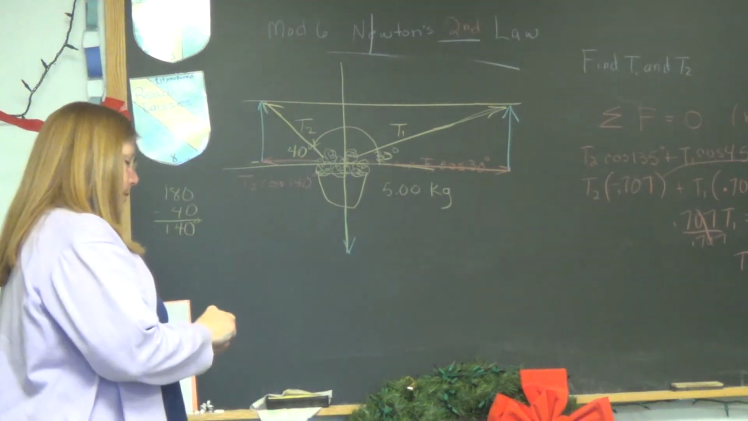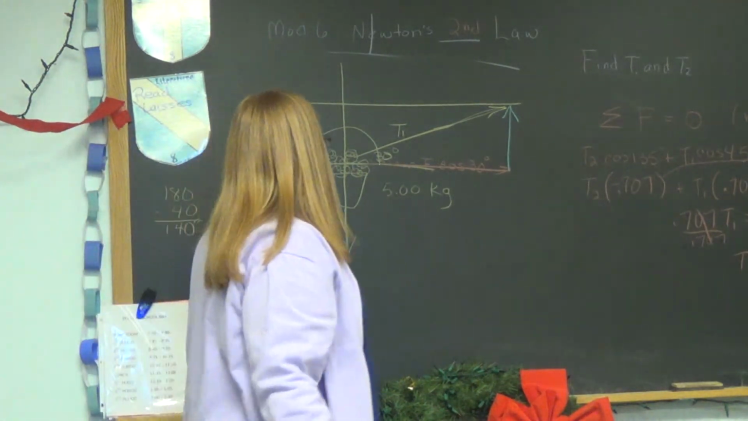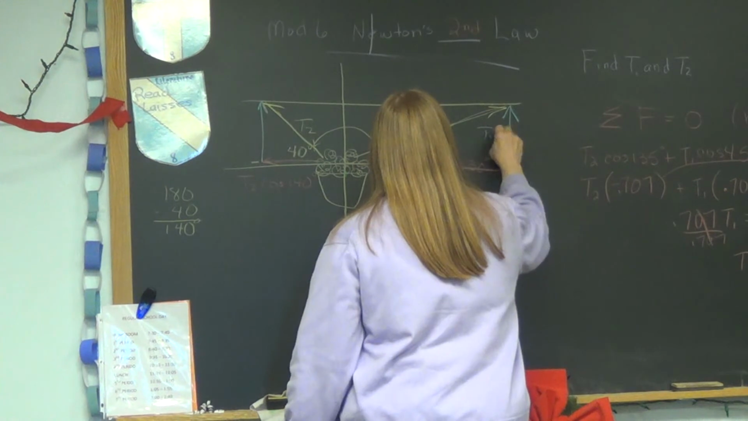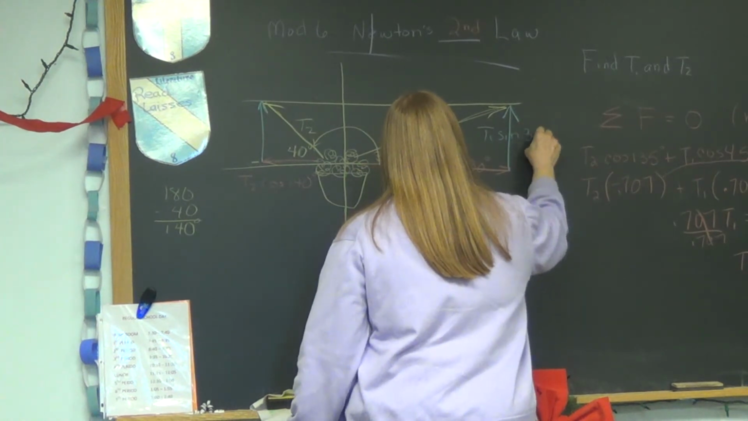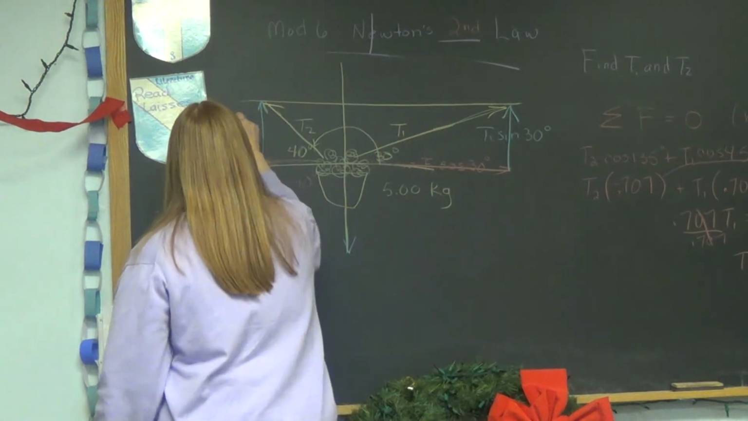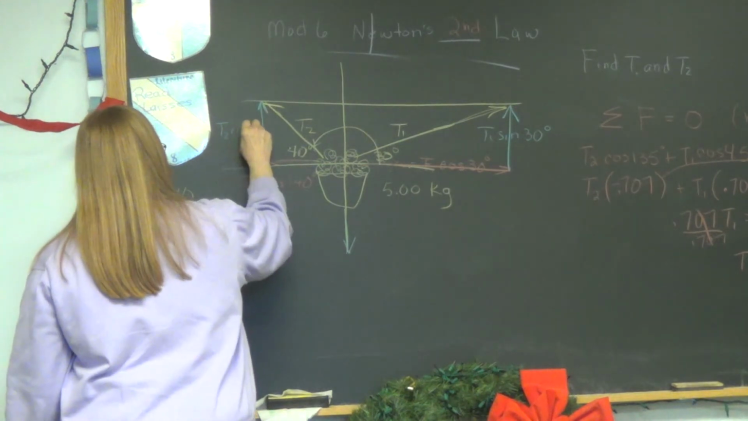All right, so the blue ones go in next. So are you getting T1 sine 30 on this side, and T2 sine 140?